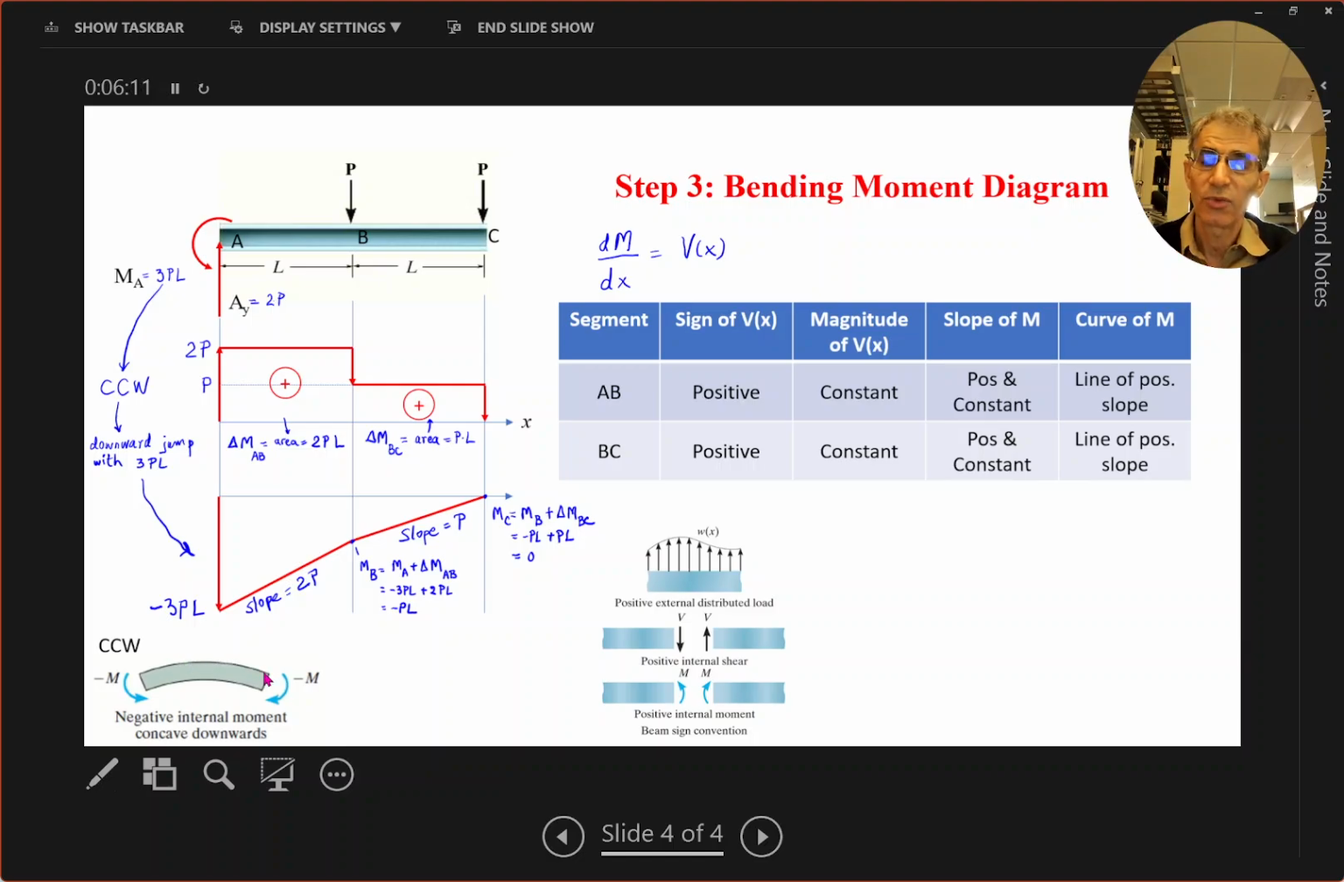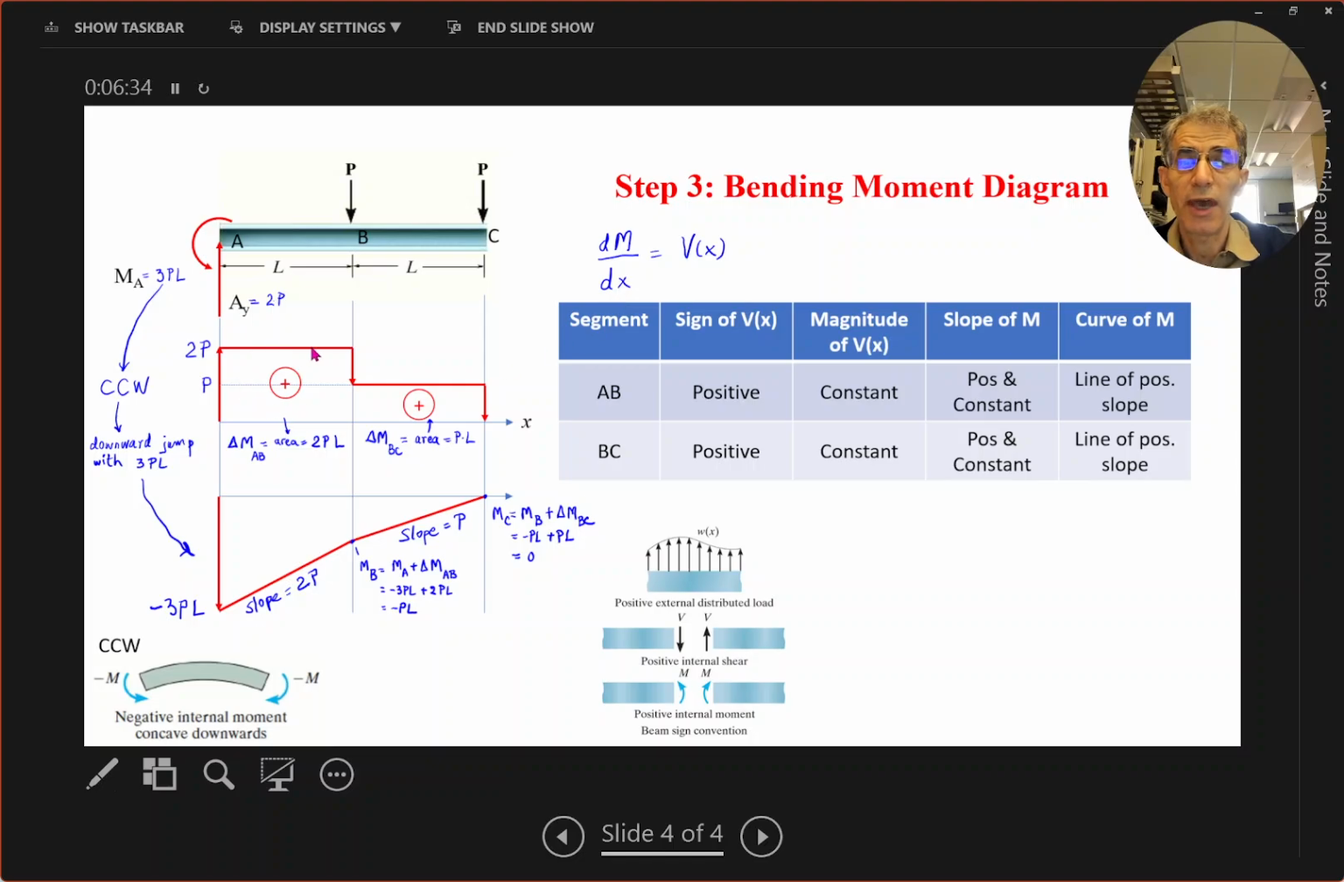So, we said this is a negative moment, vice versa would be positive. Either way, we end up with a minus 3PL here at point A. Then as we move from left to right, again, we have to look at that equation. And I have the first segment here.